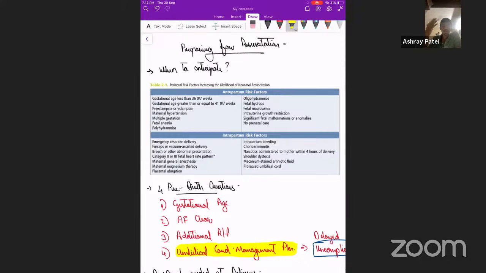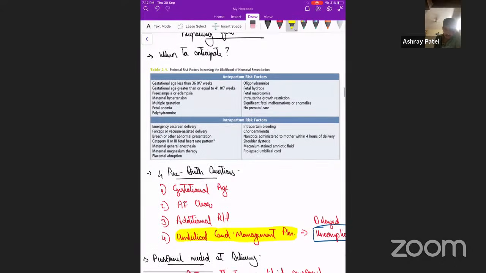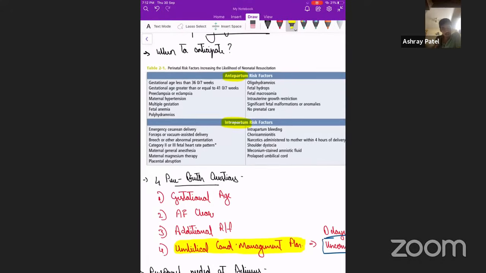Okay. Next is, when do we anticipate that the baby might have some amount of respiratory compromise and might need neonatal resuscitation? So we'll have to anticipate, right? For that, certain risk factors do exist. These risk factors can be both antepartum risk factors or intrapartum risk factors. You guys can go through the table. There is a list of risk factors present. Okay, you guys can later go through this.